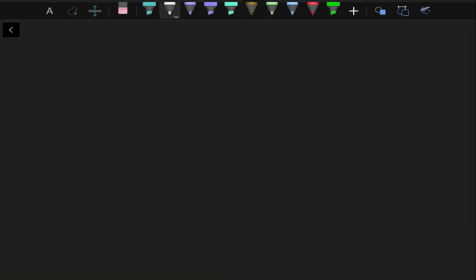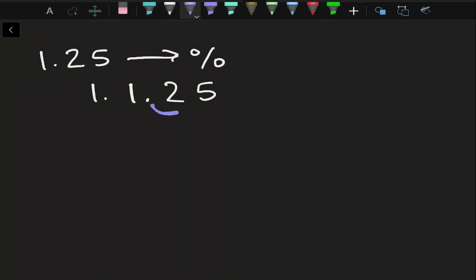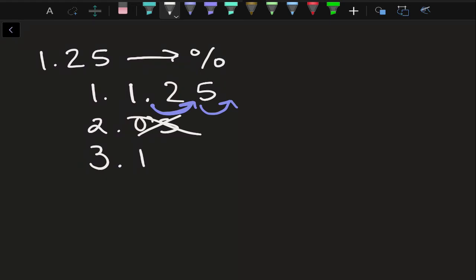The next example we're going to look at is changing 1.25 to a percent. Again, we're going to use the same steps here. First, we're going to take 1.25 and move that decimal 2 spaces. I have no zeros to add, so maybe I'll switch this to zeros, which we have none of, and then step 3 is to add in that percent sign, so it's 125%.